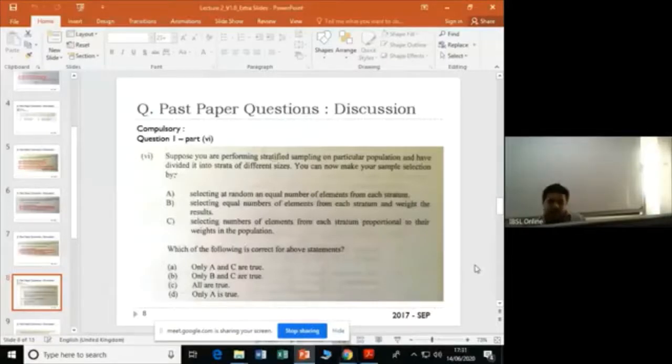What do you think? You have strata of different sizes. That means, let's say 10 in one stratum, 7 in the second, and in the third you may have 8, and so on and so forth. Now you're going to make your sample selection by A, selecting at random an equal number of elements from each stratum. B says selecting an equal number of elements from each stratum and weight the results. C says selecting a number of elements from each stratum proportionate to their weights in the population.